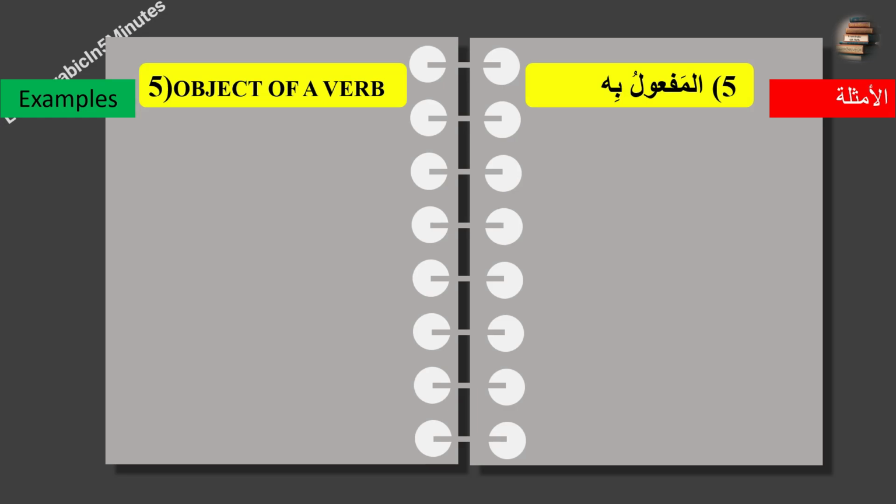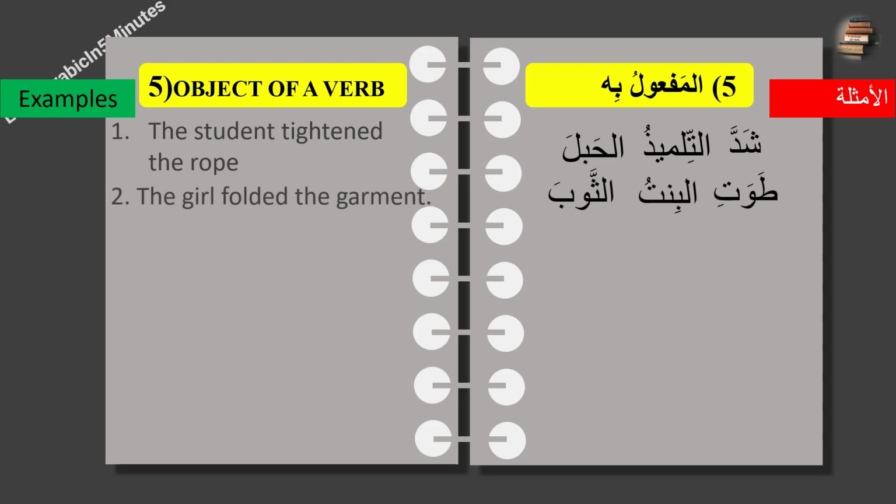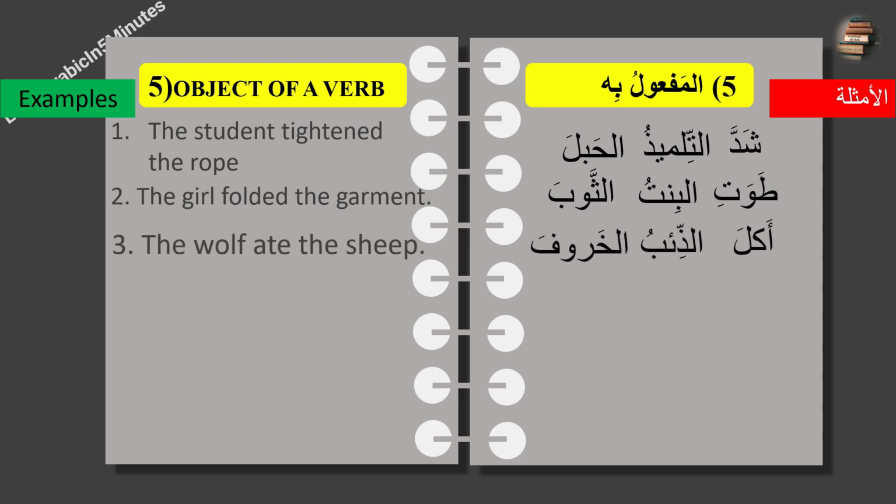Let's start with al-amthila. شد التلميذ الحبل, the student tightened the rope. طوت البنت الثوب, the girl folded the garment. أكل الذئب الخروف, the wolf ate the sheep.